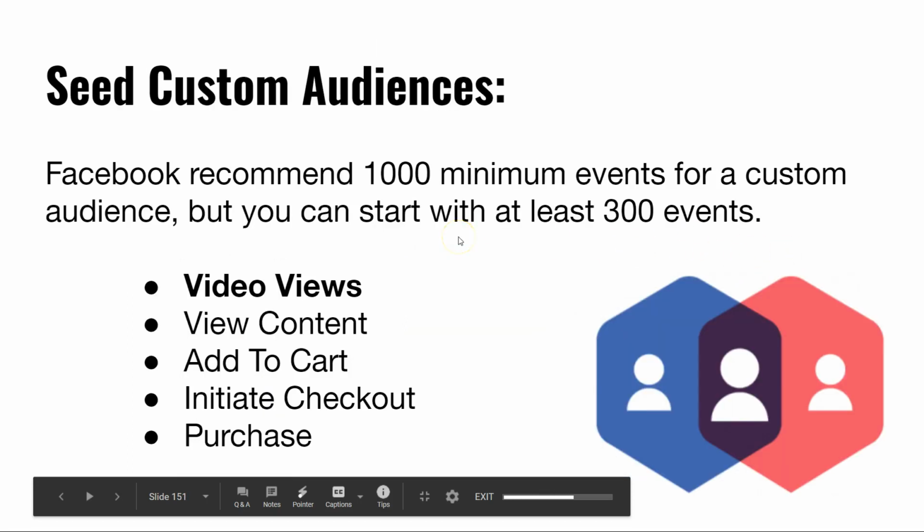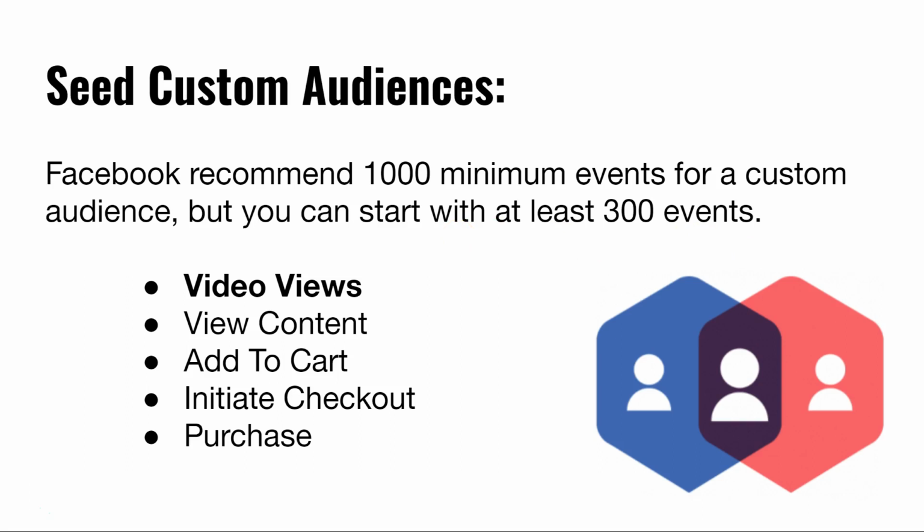So Facebook recommends for your seed audience, right? Your seed audience is what you're creating your lookalike from. Facebook recommends minimum 1,000 events for a custom audience, but I generally start with 300, okay? Except for video views. Video views I'm going to talk about separately. But a video views custom audience is a seed that I create lookalikes out of. But I'm not going to talk about that here because I think you need at least thousands of views.